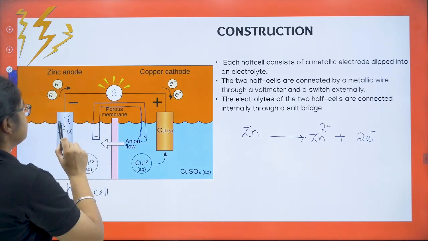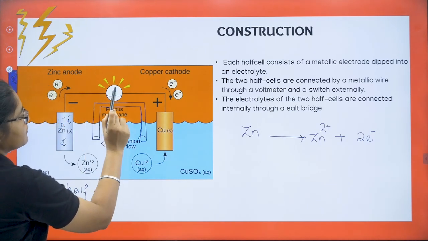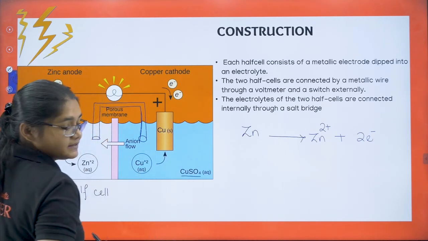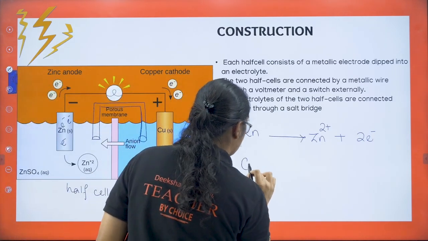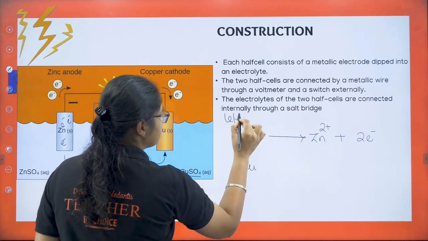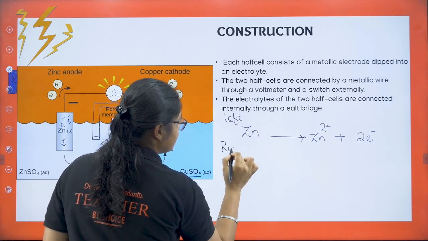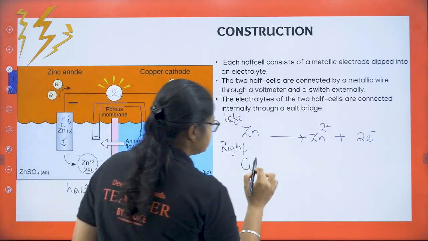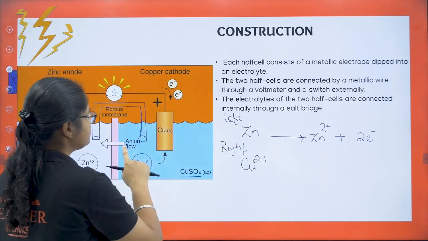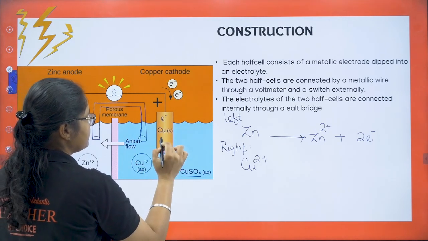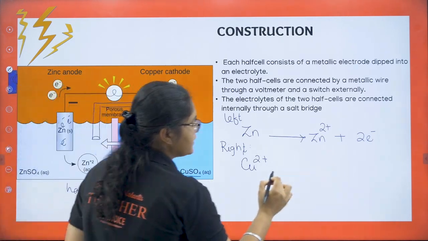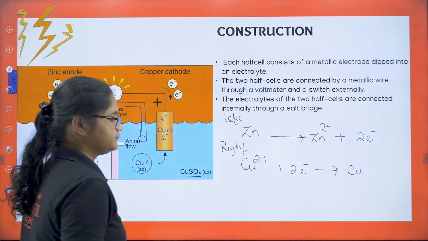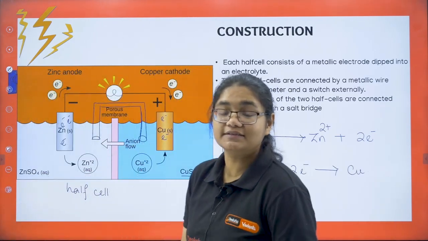These 2 electrons move from here to here. Now in the solution we have copper sulfate. That was the left hand side. Now on the right hand side, this Cu2+ takes 2 electrons. These 2 electrons are coming here. It takes both of the electrons and you get copper.